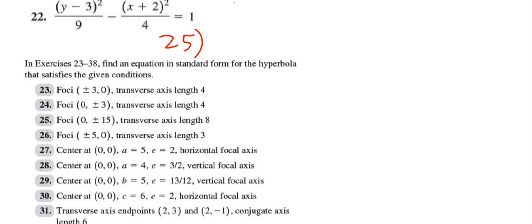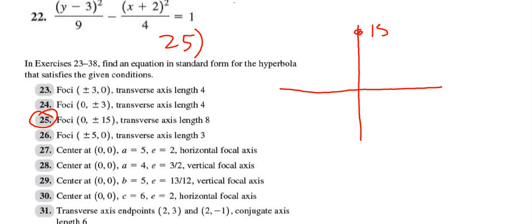Is this 1.5 or 15? This is 15. Okay then, we should do 23 and 15. So 0, 15, and 0, negative 15. These are the foci.